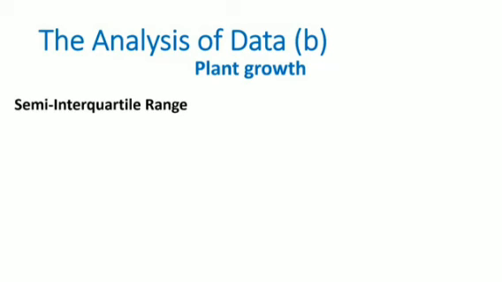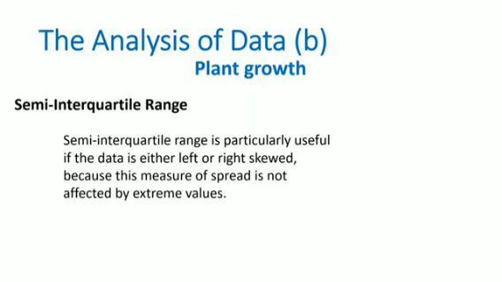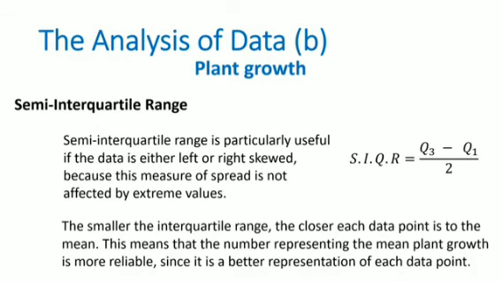The semi-interquartile range is also an excellent substitute for the standard deviation, especially if the data is skewed. That is, if most of the plant growth data is low with a few high ones or vice versa. As mentioned before, this is the formula used for calculating the semi-interquartile range. You should note that the smaller the interquartile range, the closer each data point is to the mean. This means that the number representing the mean plant growth is more reliable since it is a better representation of the data points.